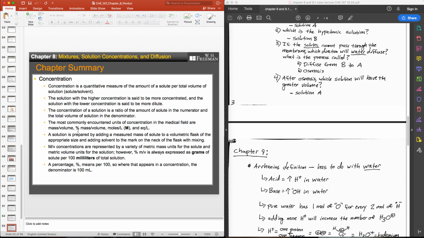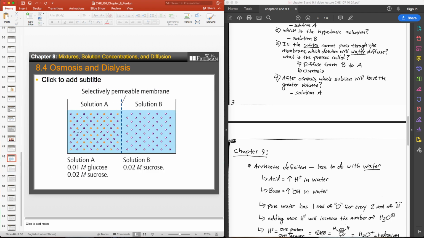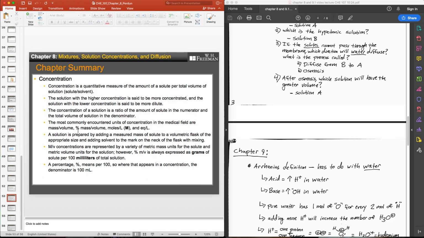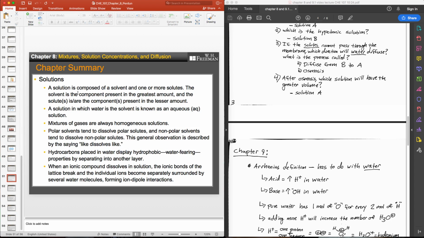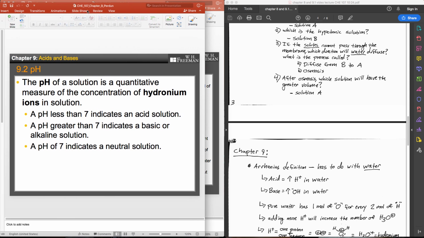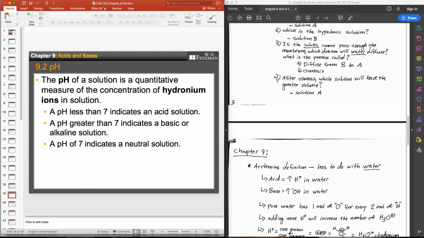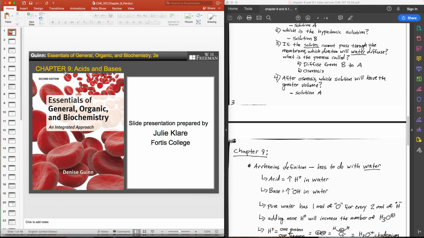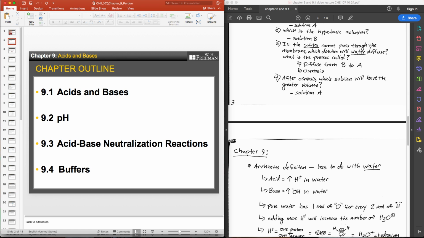And so that's really it for chapter 8. We have this whole chapter summary, and these summaries are awesome. I definitely suggest going through those to extrapolate the super important information. And so I'll bring chapter 9 over, and we'll go through just the first part, chapter 9.1, which is just discussing acids and bases.